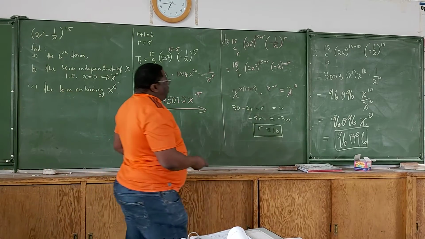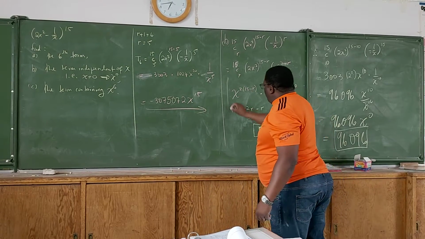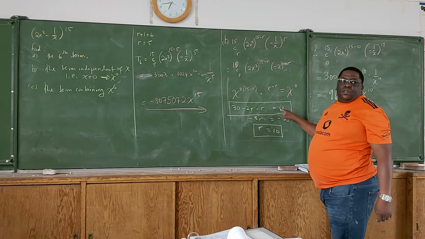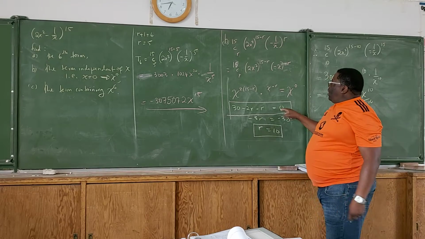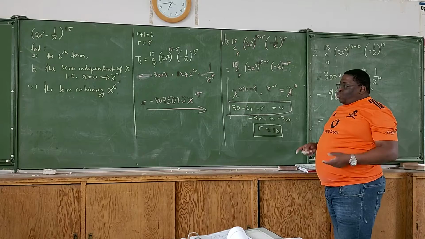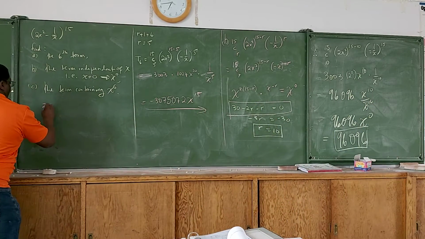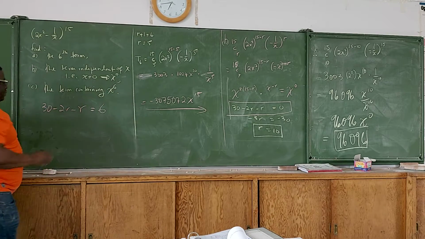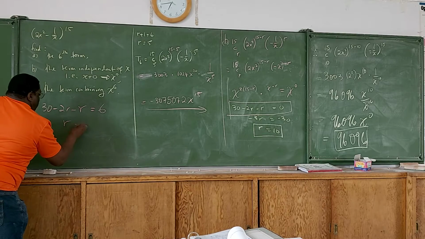What I'm going to do now on part C, we're just going to focus here. I'm going to focus only on this part, but I'm going to change that to 6. You follow what I'm saying? I don't have to go here because I'm going to drop the bases anyway. So to find my R, I'm going to have 30 minus 2R minus R is equal to 6. Minus 3R is minus 24, R equals 8.